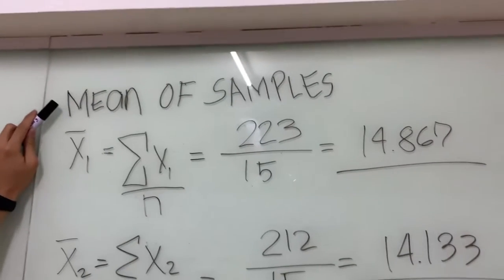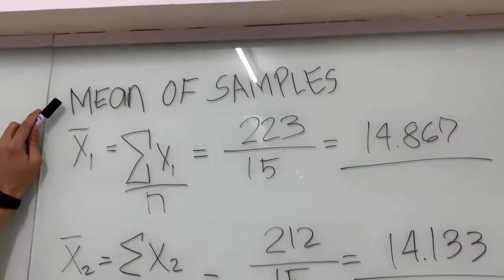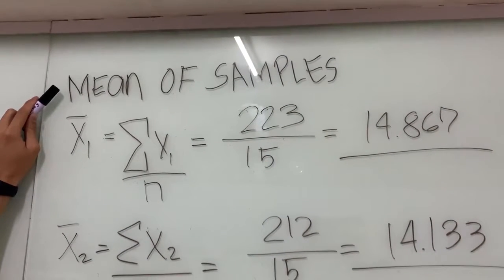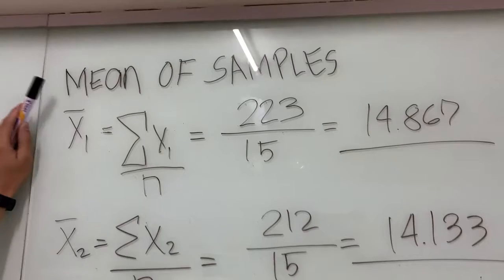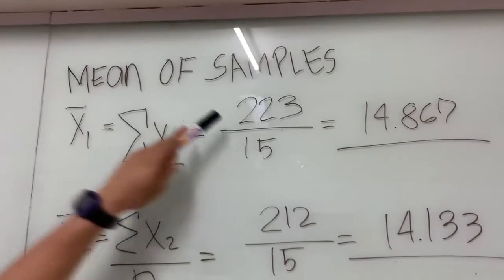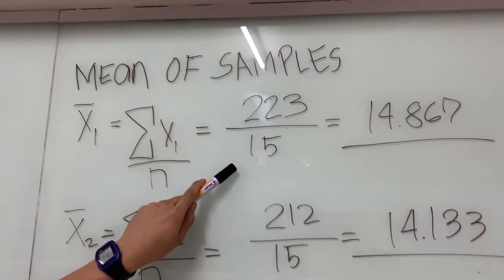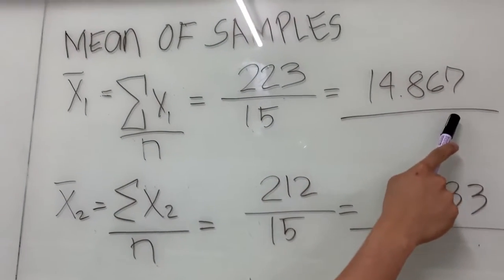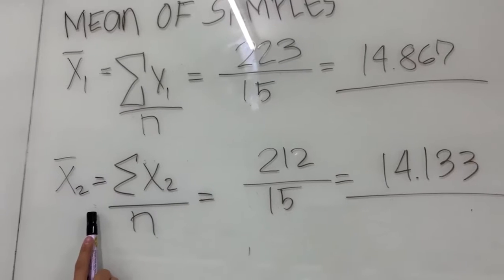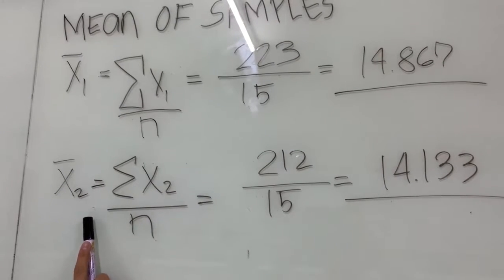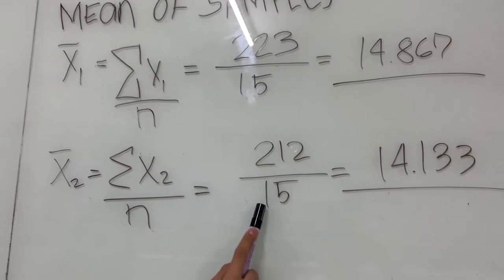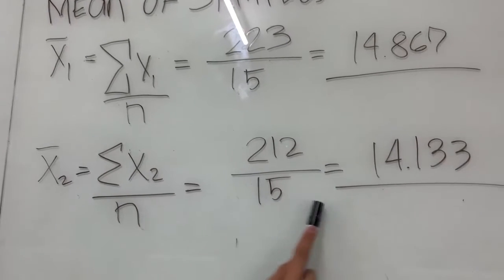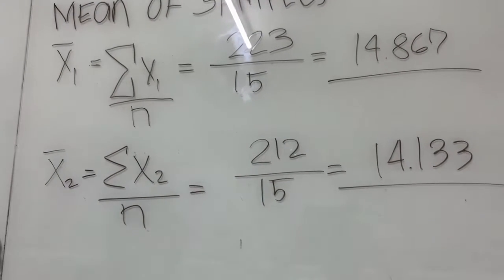Next, we have to compute the mean of the samples. We just have to input the results that we just computed into the formula given earlier. For the mean score of the male variable, we divide the sum of scores, 223, by its total number of scores, which is 15, and the mean would be 14.867. For the mean score of the female variable, we divide the sum of scores, 212, by its total number of scores, which is 15, and the mean would be 14.133.